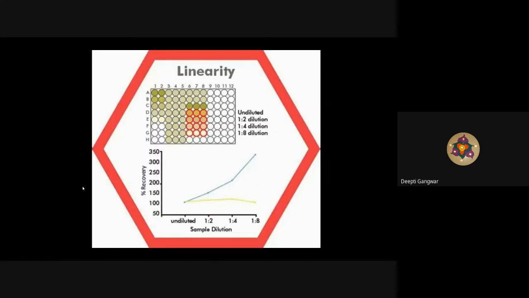Next. So this is what I told you about the minimum required dilution, that you do a dilution. And then when you get a constant value between those concentrations, you are able to finalize, say, 2 to 3 concentrations in which you do a spike recovery analysis. So next slide.